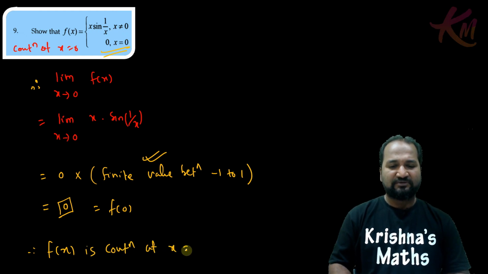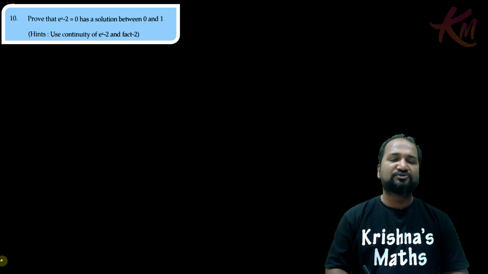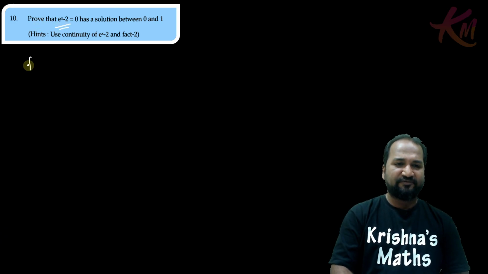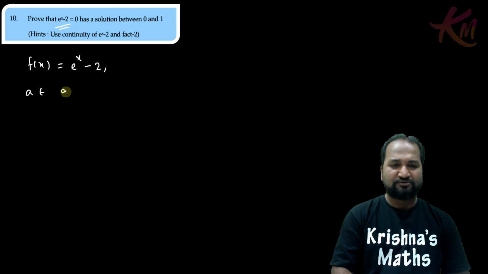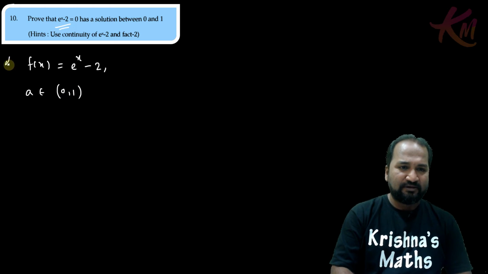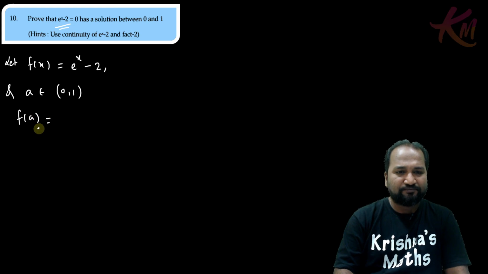Continuous at x equal to 0. Prove that e raised to x minus 2 has a solution between 0 and 1. Let f of x equal to e raised to x minus 2, and a belongs to 0 and 1.